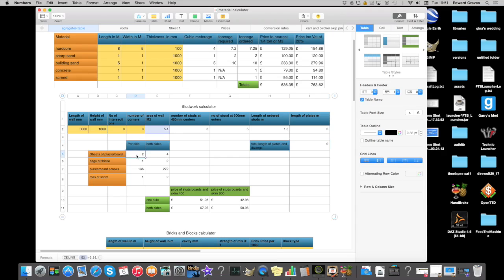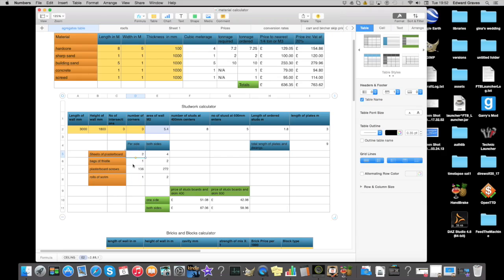From the area, you can work out how many sheets of plasterboard it is. A sheet of plasterboard is 2.88 square meters. It just is. If you multiply 2.4 by 1.2, you get 2.88 square meters. That's the size of a piece of plasterboard. It tells you, if you want to do one side, how much you would need.